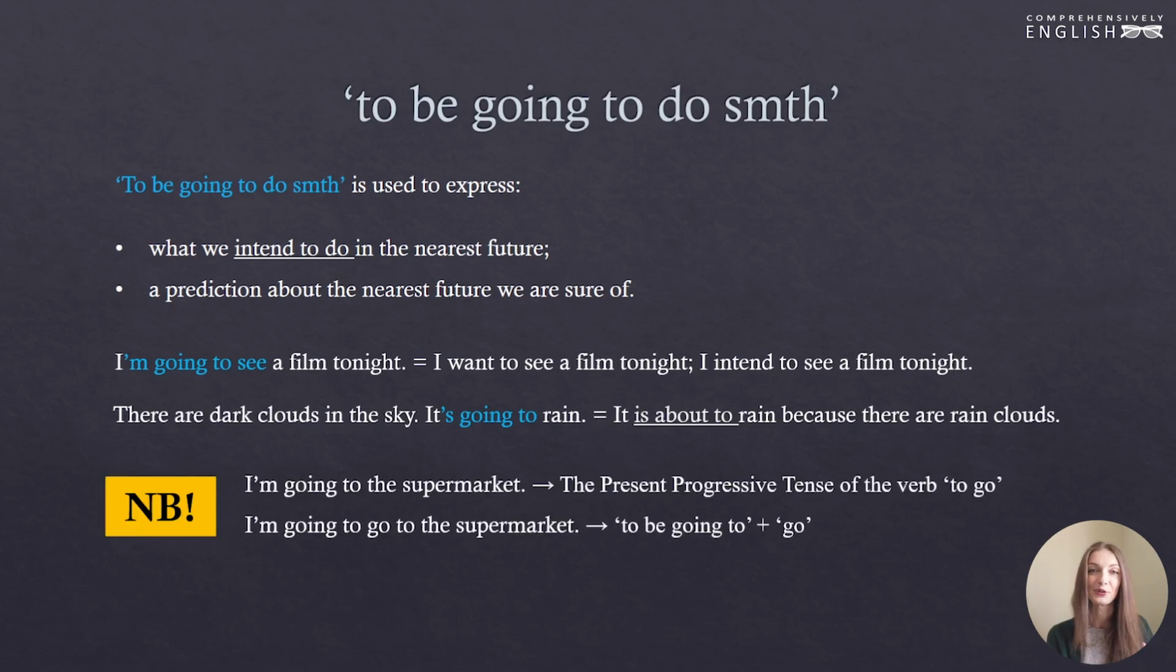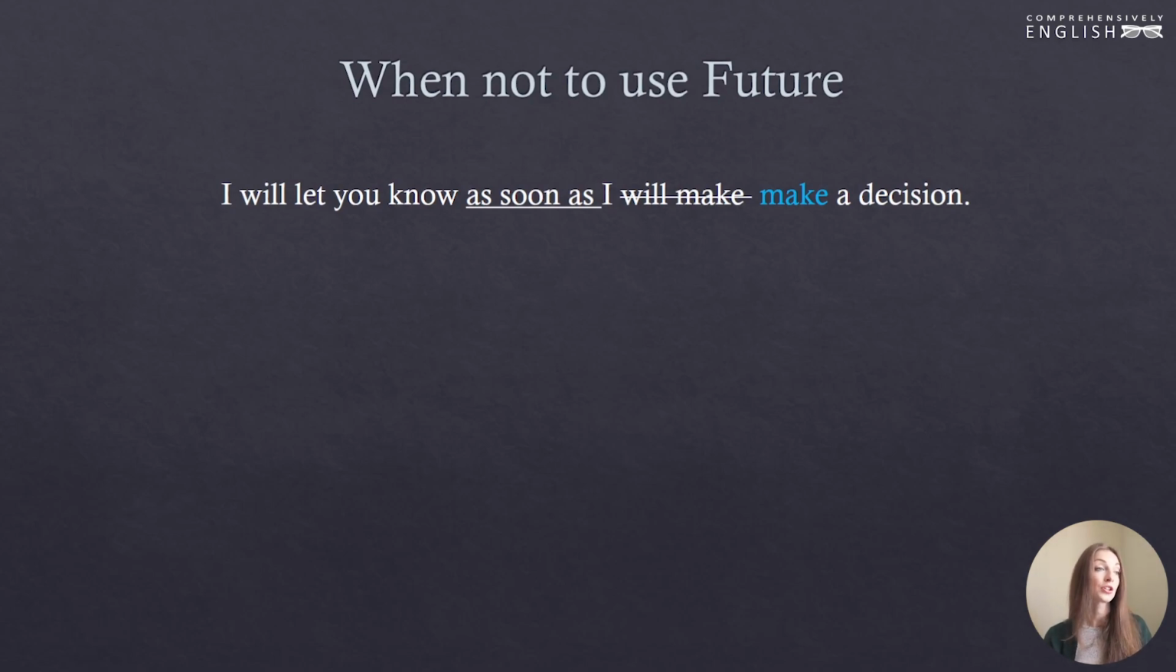Please pay attention to these 2 sentences. I'm going to the supermarket and I'm going to go to the supermarket. I'm going to the supermarket. Here, your main verb is to go, and this is the present progressive tense. I'm going to go. You have to be going to plus the verb to go. To be going to expresses your intention. It's a periphrastic modal, and to go is the main verb. Never forget about it.